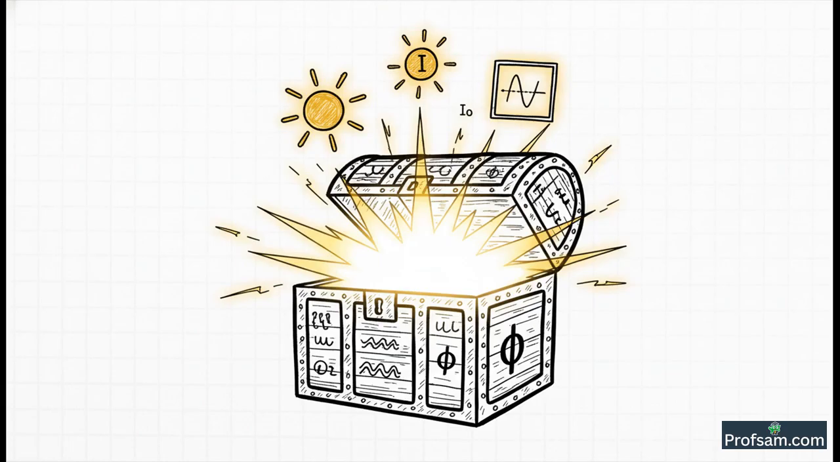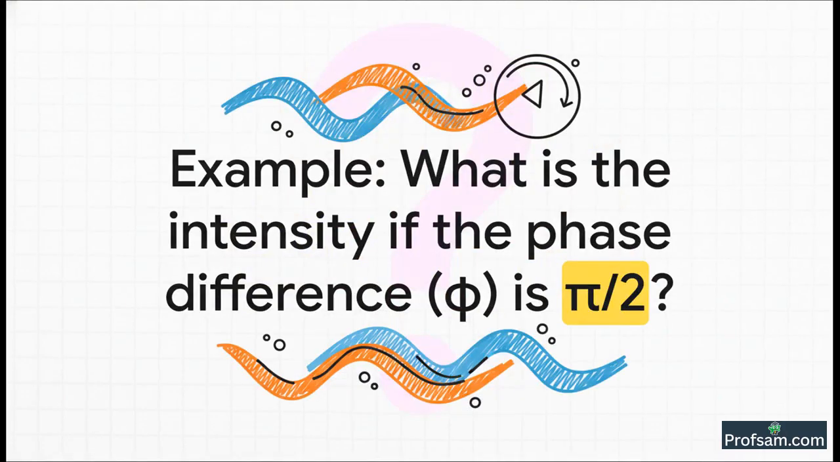Now, here it is, the master formula. This one equation is like a treasure chest. It can solve almost any problem in this chapter. The resultant intensity, I, at any point, is equal to 4 times the single source intensity, I naught, times cos squared of the phase difference, phi, divided by 2. Why is this so powerful? Because it works for any phase difference, not just for perfect bright or perfect dark spots, but for everything in between.